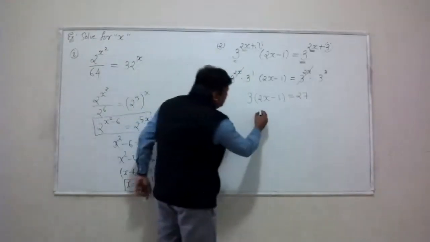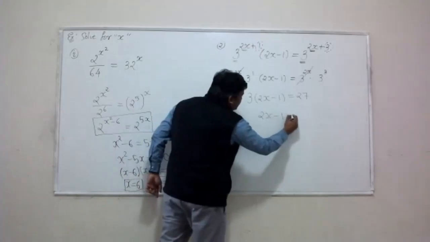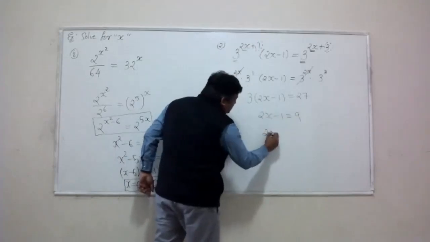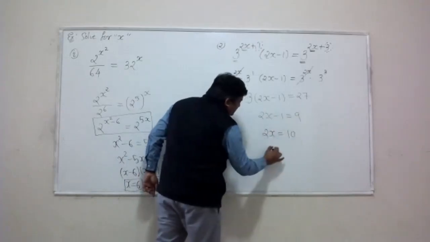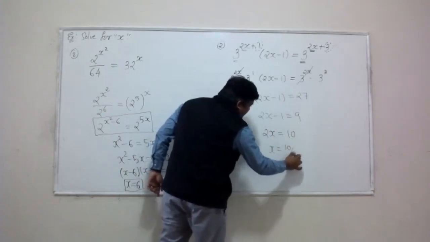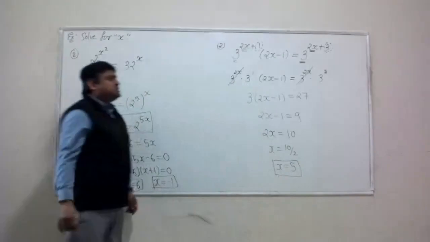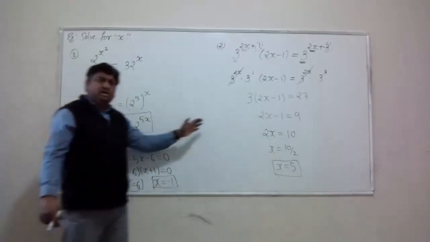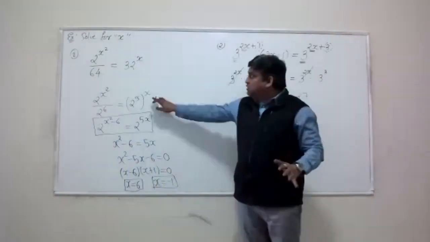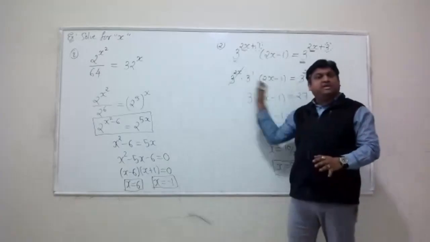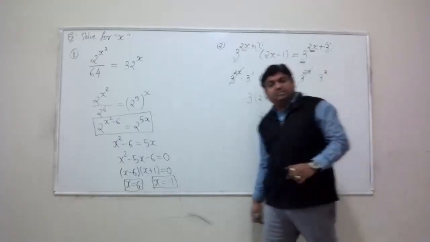This is a linear equation. Divide both sides by 3. Add 1 to both sides. Divide both sides by 2. You get the solution of your equation. So as I said, there is no trick here. You need to be sure which strategy to use, which type of example.